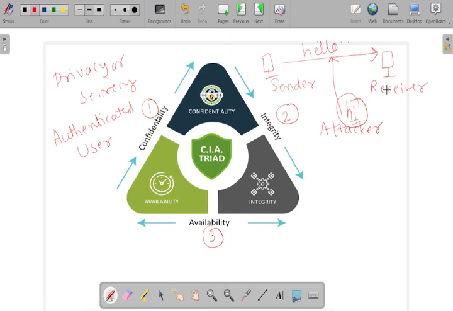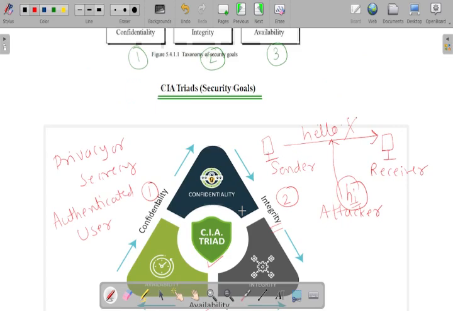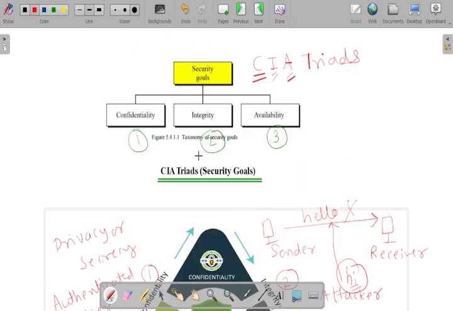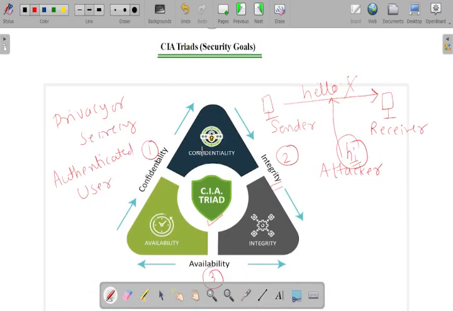But due to the integrity of that data, the attacker cannot modify the sensitive information. So this hello will not be modified by anyone. That is how integrity will be maintained by our CIA Triad. So our second feature is integrity, and that is called a security goal.